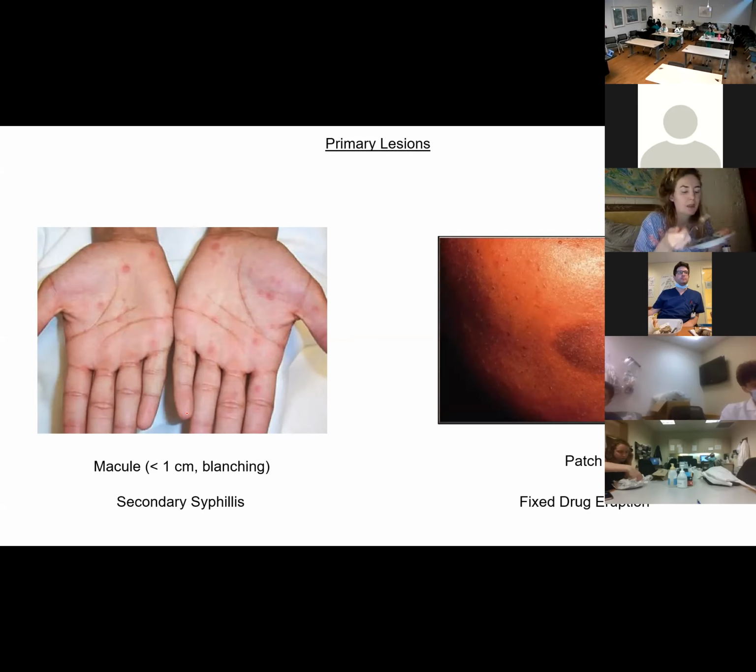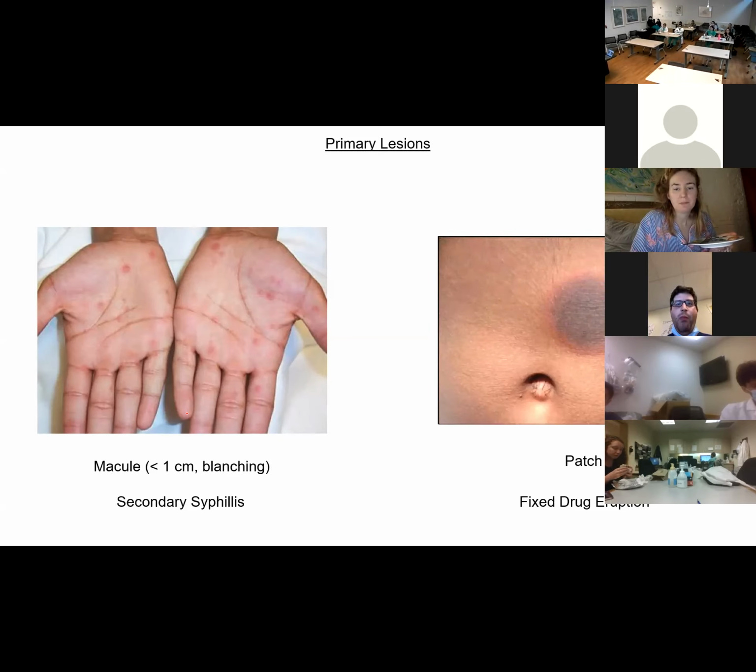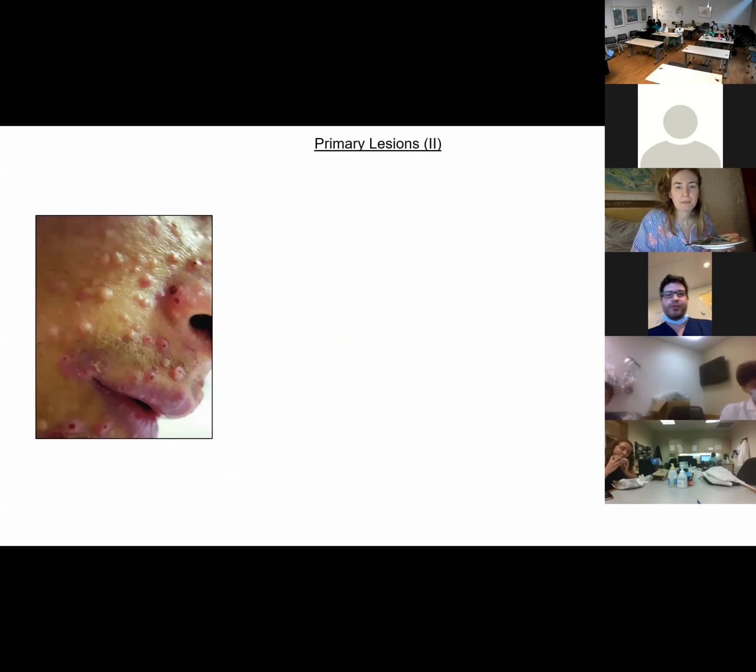Is it painful? Non-painful. Yeah, non-painful. And they usually really don't have too many systemic manifestations as well. All right, so that's patch. Next one, what would you call this?